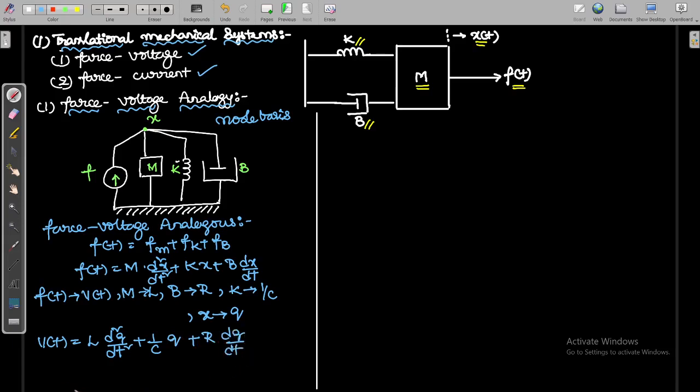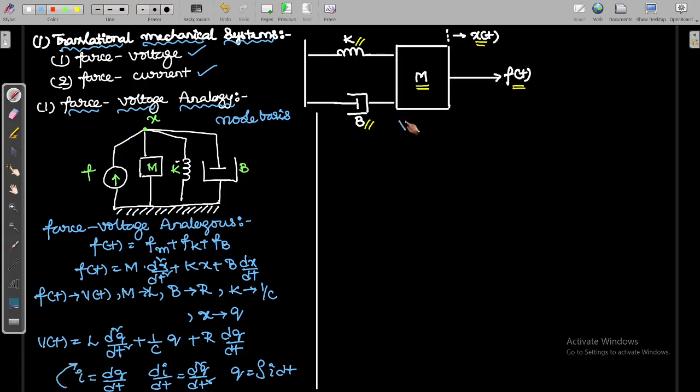Here one thing you can note down: current, we already know, is the rate of change of charge. I can be replaced as dq by dt. Whenever you take differentiation on both sides, you are going to get d square q by dt square. Next, q can be written as the integral of I dt. So you can replace these equations in the above equation.